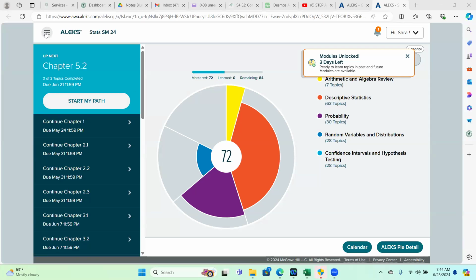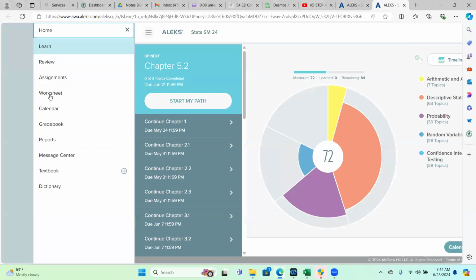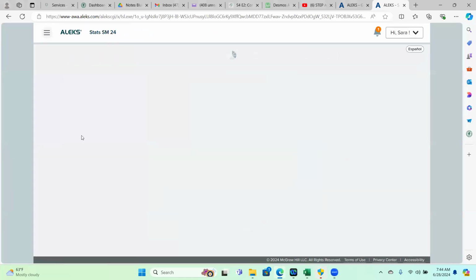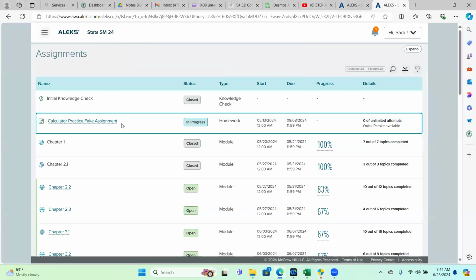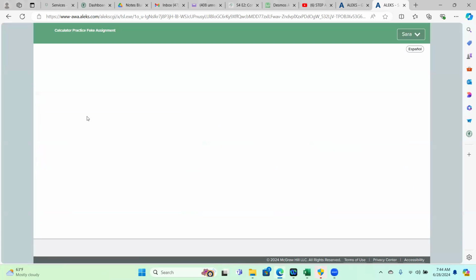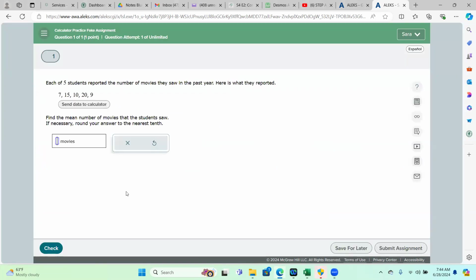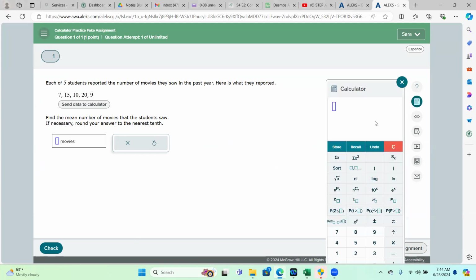Don't forget, you can find the practice assignment. If you go to assignments, there is a practice assignment just so that you can use the ALEKS calculator. You can do it as many times as you want throughout the semester. And it doesn't matter what the problem is, it's just so you can access the calculator.